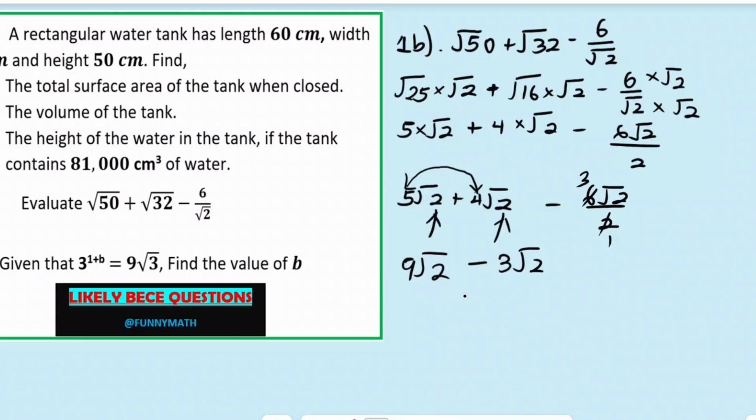Now, what do we do next? Like I told you just now, we can also subtract these surds because the radicals are the same. The radicals are the same, so we can subtract them. We just have to subtract the coefficients, so that's going to be 9 minus 3. Then we take one of these guys. And 9 minus 3 is going to be 6 root 2. So that's the final answer. That is how we can evaluate this expression.